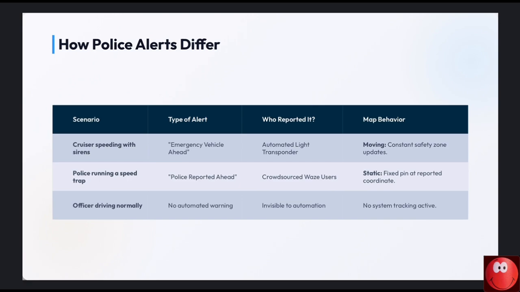Police cars can actually navigate Waze in 2 completely different systems at the same time. If a police officer turns on their light bar to fly to an emergency, they use the exact same automated transponder as an ambulance, triggering a moving emergency vehicle ahead warning. But if an officer is sitting on the median running a radar speed trap with the lights off, that transponder is dead. That police reported ahead alert you see is actually crowdsourced by the other drivers manually tapping their screens.